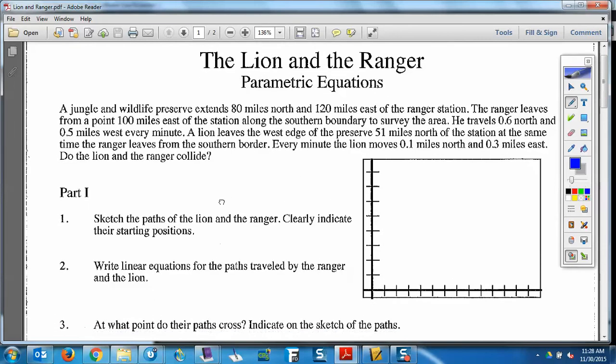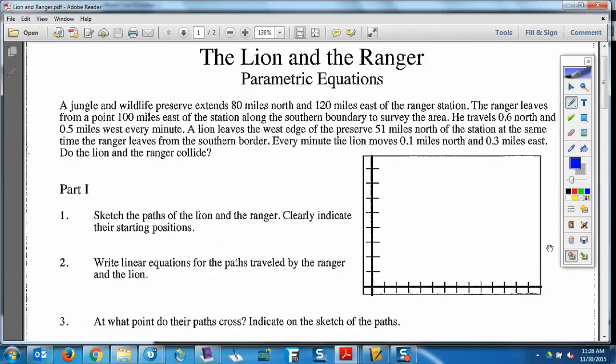So parametric equations. Now, what parametric equations are is the ability to write an equation for both the x and the y coordinate. Now, normally what you do is you write one equation for the x and y coordinate, like y equals mx plus b, and that's what you did here.